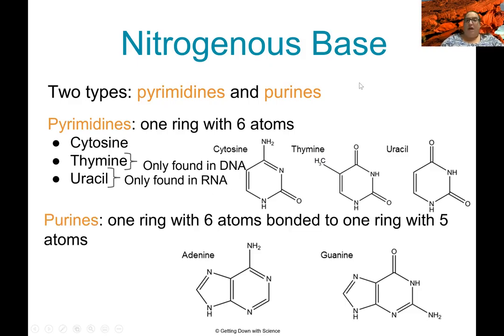Then our other type of nitrogenous base would be our purines. Purines have 1 ring with 6 atoms bonded to 1 ring with 5 atoms. So you'll notice here we have 6 and 5. And so that would be our adenine and our guanine. So cytosine, adenine, and guanine are found in both DNA and RNA. Thymine is only in DNA. Uracil is only in RNA.